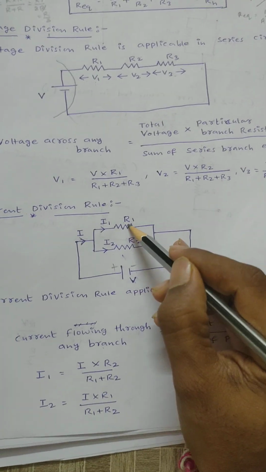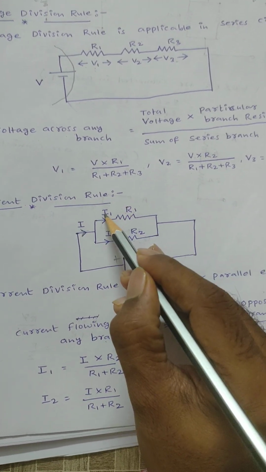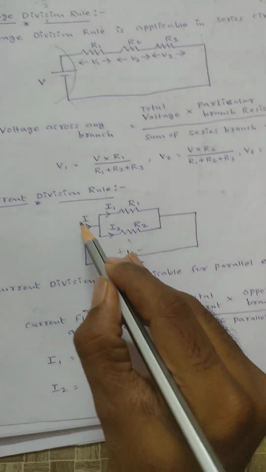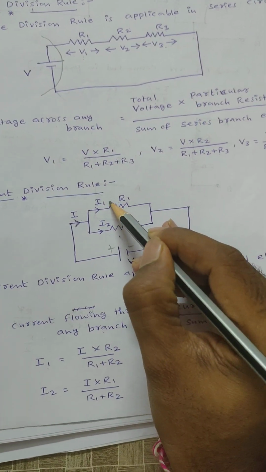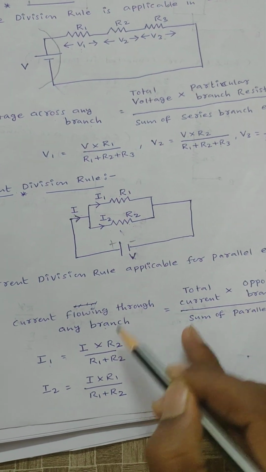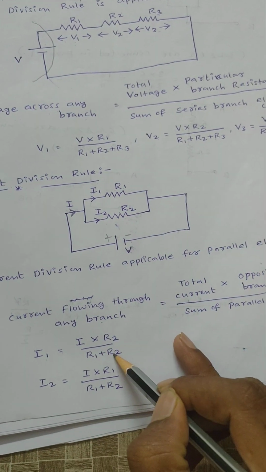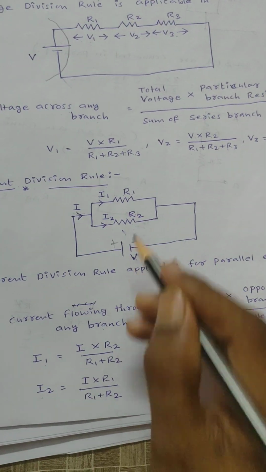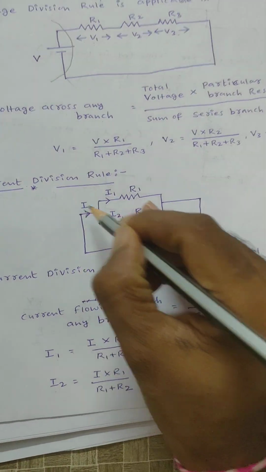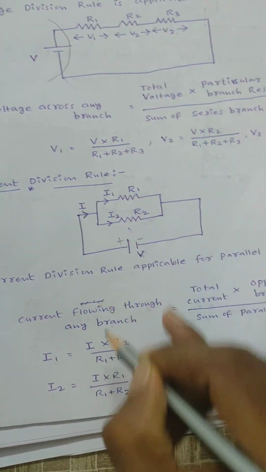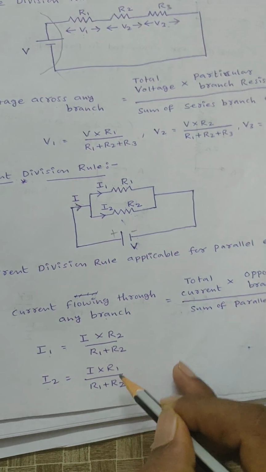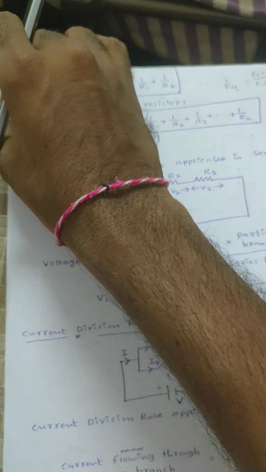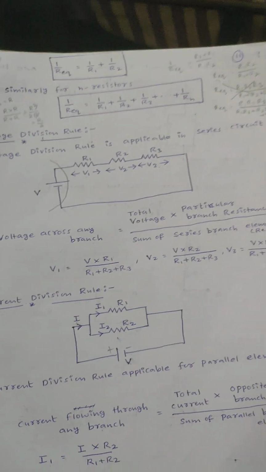Now see here, from this figure, first I need to calculate the current flowing through resistor R1. That is I1 is equal to the total current into the opposite parallel branch resistance R2 by the sum of parallel branch elements. Similarly, the current flowing through the second branch resistance R2, that is I2, is equal to the total current into the opposite parallel branch resistance divided by the sum of parallel branch elements. In this way we can calculate the current flowing through the parallel branch elements by using the current division rule.